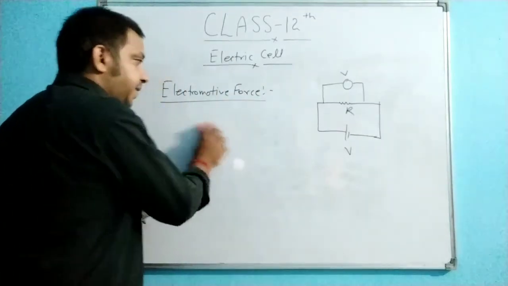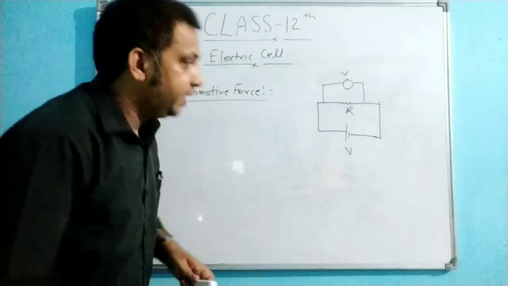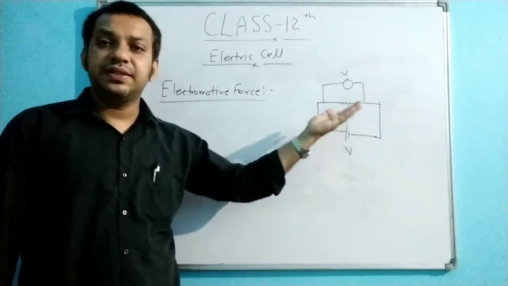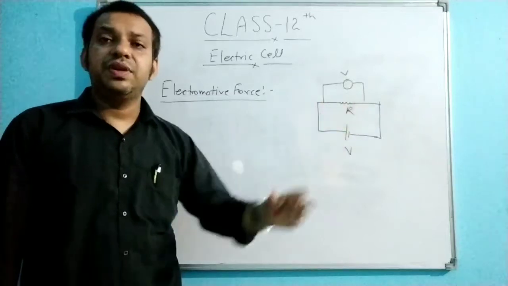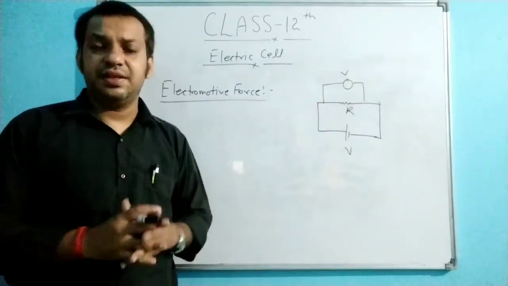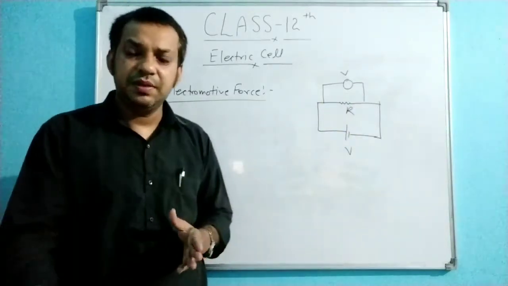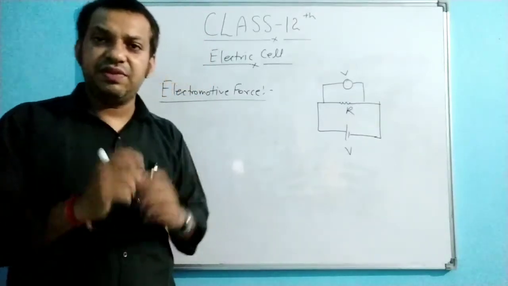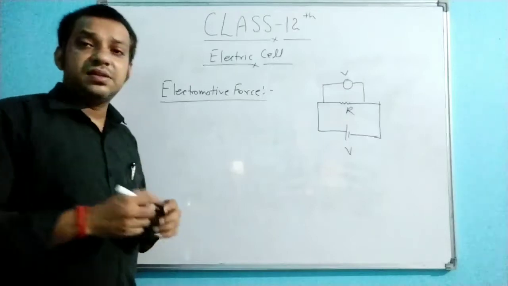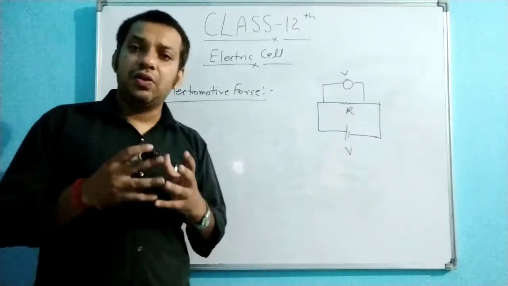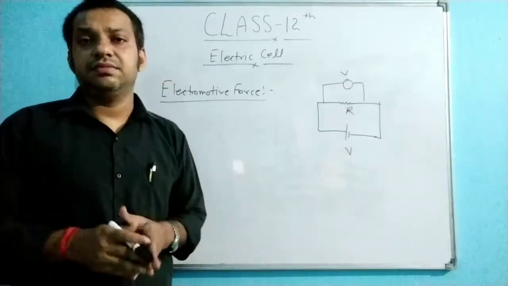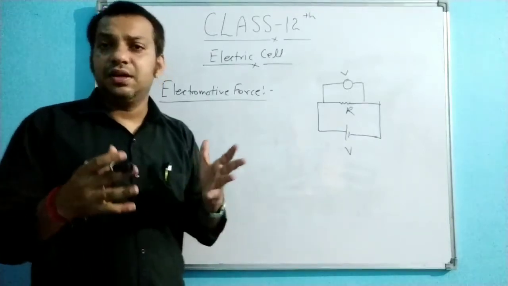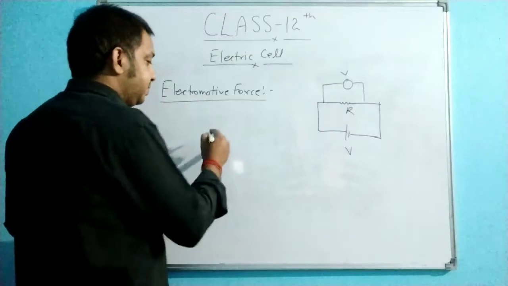But the question is: that means whatever is indicated by this voltmeter is not the maximum energy. So why is there this difference? When you measure with the potentiometer and when you measure with the voltmeter, why is this difference coming? The difference comes because some amount of the energy gets lost inside the cell. Why does it get lost? See here.